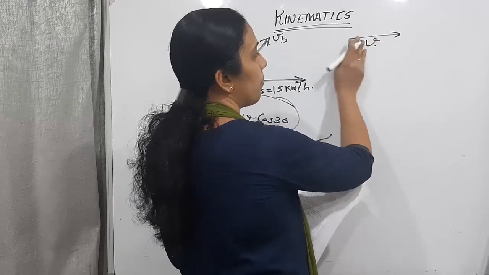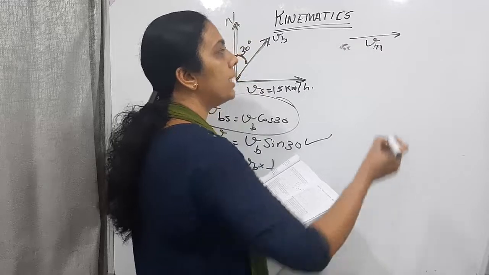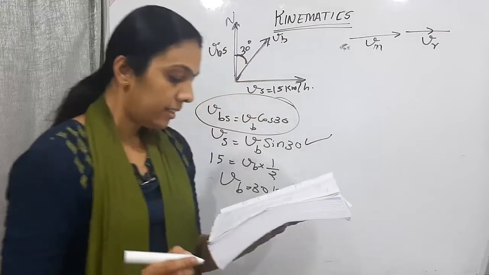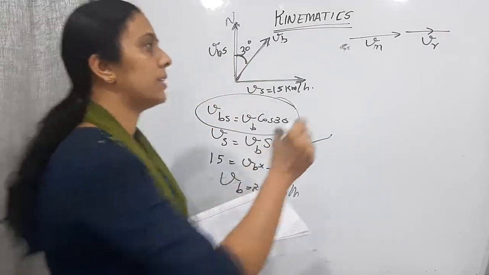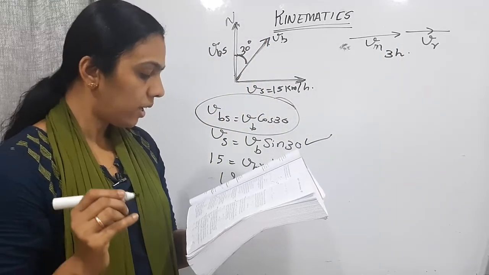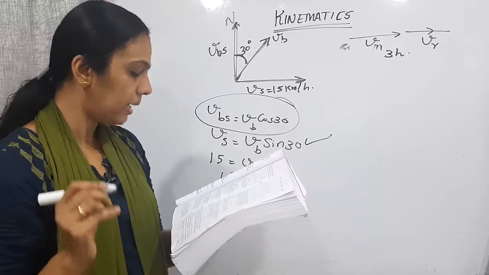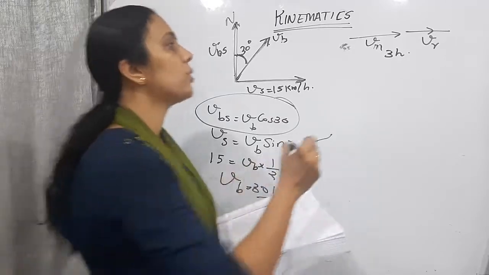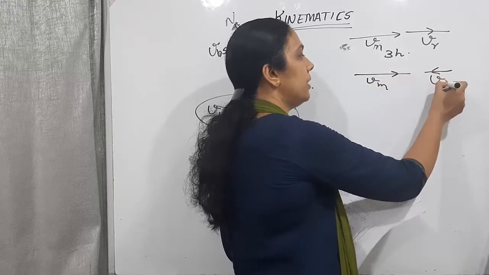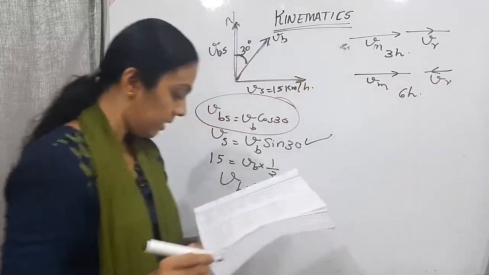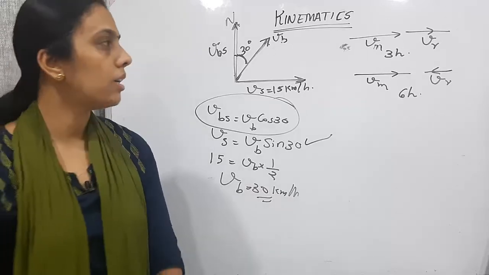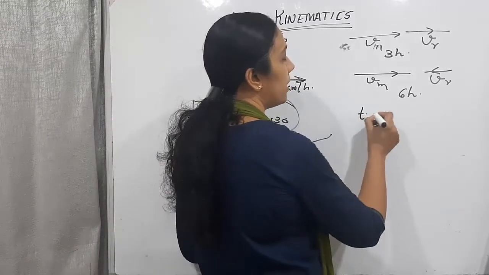This is the velocity of the man, Vm. And the river is also moving in the same direction, with velocity of the river. Then he is taking 3 hours to cover this distance, and takes 6 hours to cover the same distance opposite to the flow. So the man is moving in this direction, the river is in the opposite direction, and it takes 6 hours. So in how much time will he cross this distance in still water? We need to find the time required in still water.